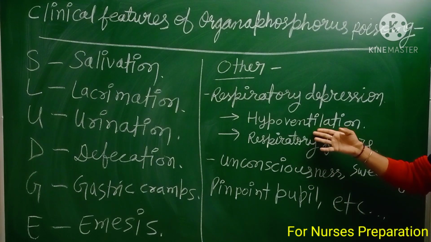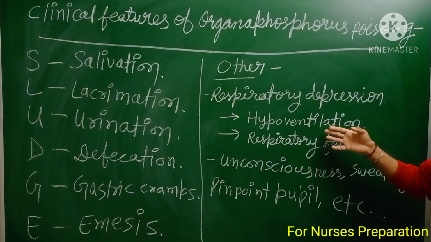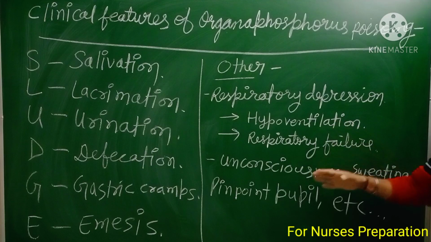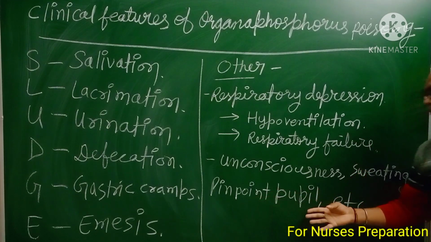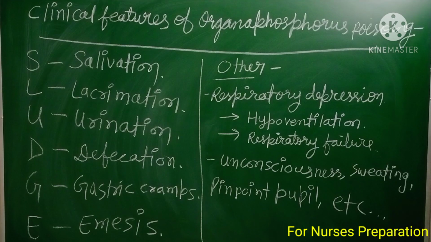In the question, hyperventilation was given. So here hypoventilation is present, not hyperventilation. Next, the patient may be unconscious, sweating may be present, and importantly, pinpoint pupil may be seen in organophosphorus poisoning, and a few other symptoms. You can take a screenshot for your revision.